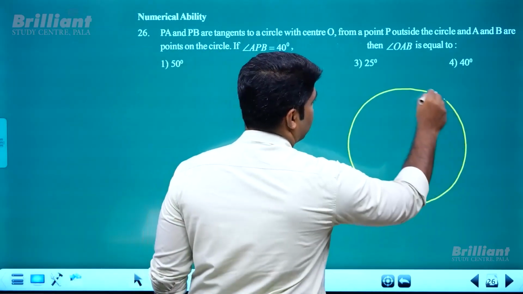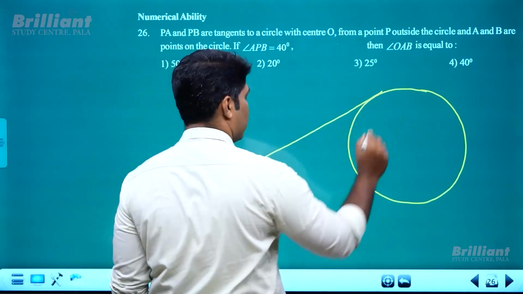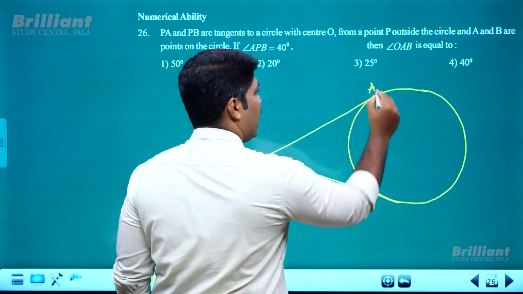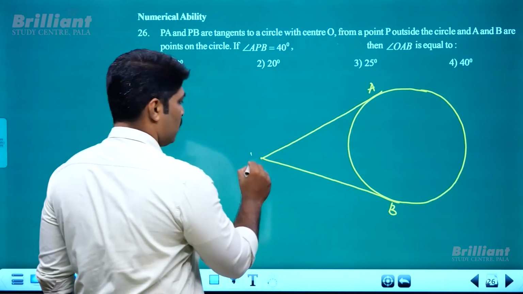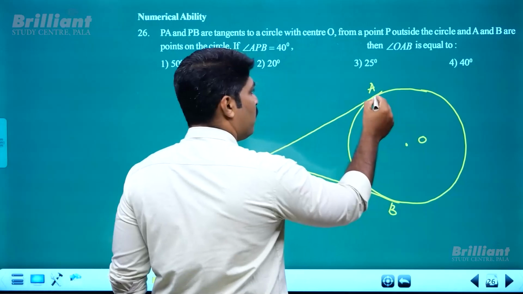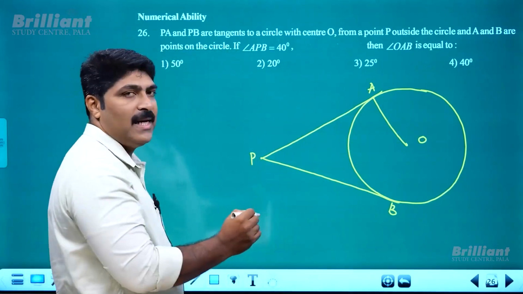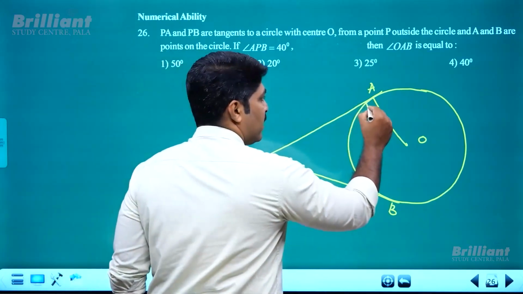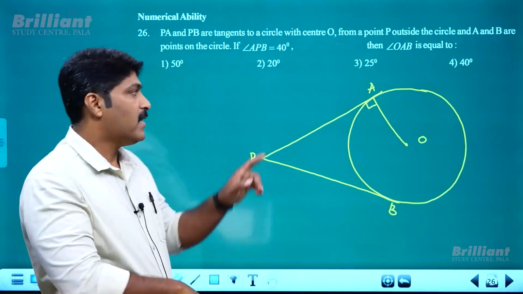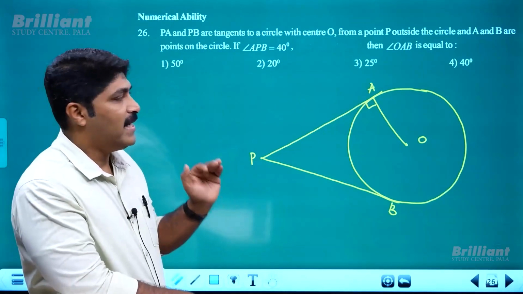So here we are considering a circle, and a point P outside. Consider tangents here, PA and PB. Point P here, and the center of the circle, that is O. While we are considering the radius like this, we know that this radius and the tangent will make a 90 degree angle here. That means the tangent and the radius to the point of contact will make a right angle.